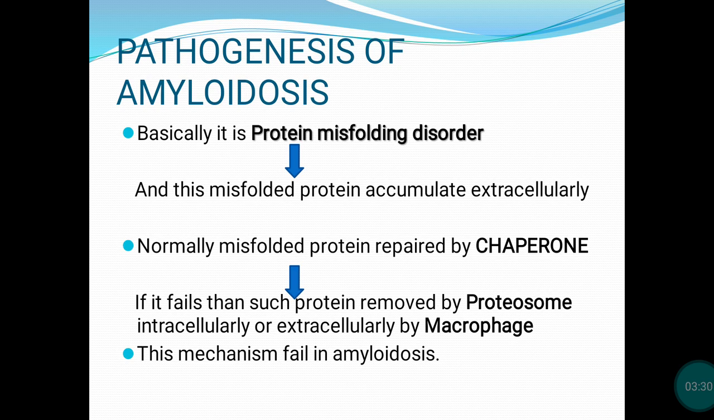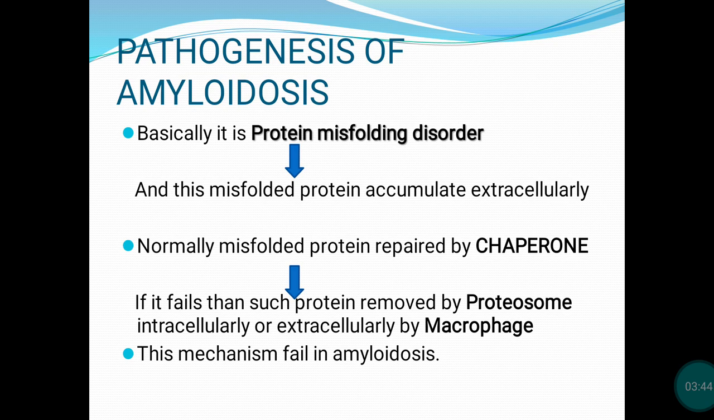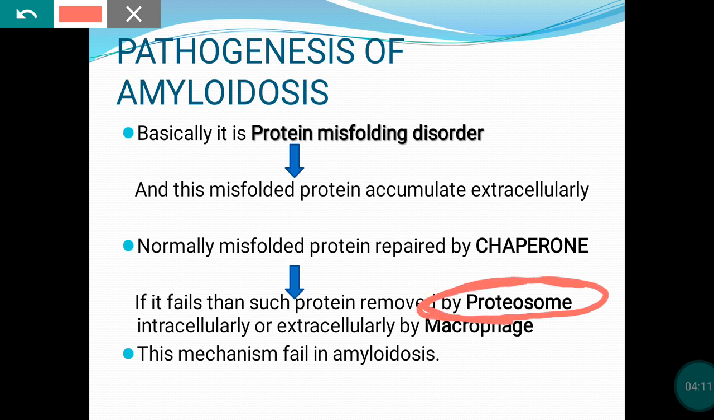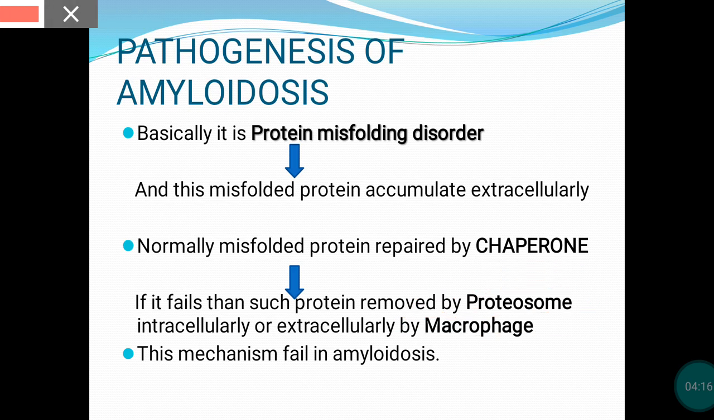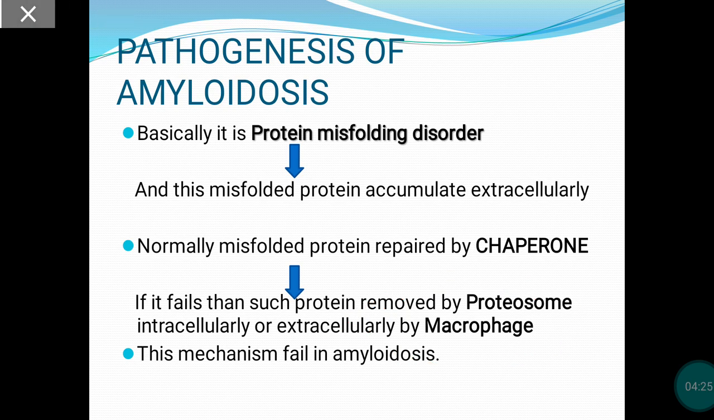Now, what is the basic pathogenesis of amyloidosis? You have to remember that basically it is a protein misfolding disorder. Normally, the protein should be folded properly to work in the body. Now, if these proteins are misfolded, they are normally repaired by chaperones in our body. If such a repair mechanism fails, then our body will remove such protein by an organelle, the proteasome. It will remove such misfolded protein intracellularly, and extracellularly such misfolded protein will be removed by macrophages through phagocytosis. Clear? This mechanism totally fails in amyloidosis.